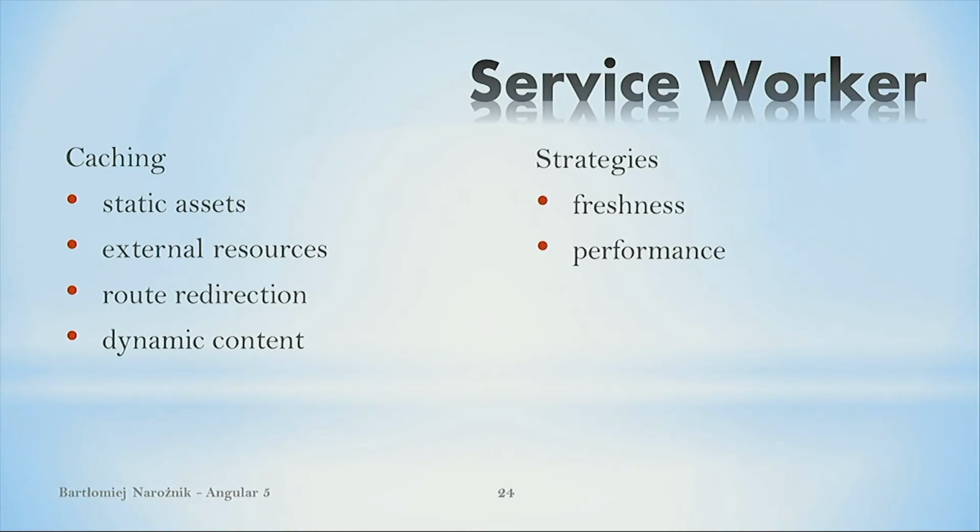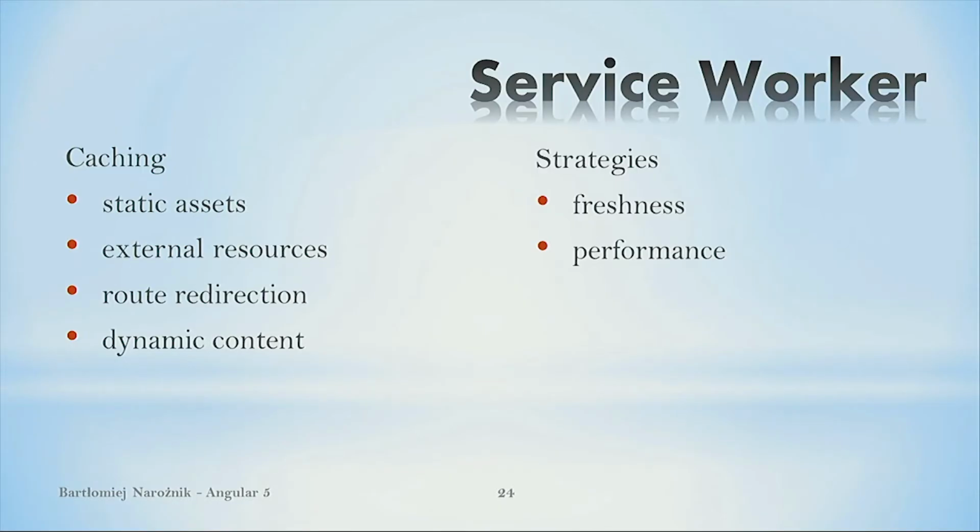By default, it caches static assets, but if you configure it, it can also cache external resources like some icons or images from CDN. It can cache route redirection or even dynamic content. So if you call your backend, it can also be cached. And there are different strategies for how the cache works. It can get data from cache, or it can try to download from the backend first.